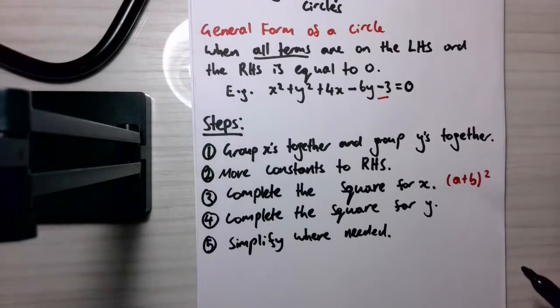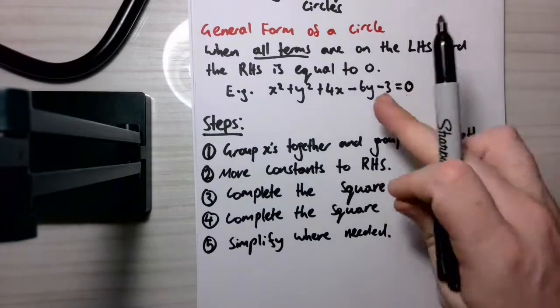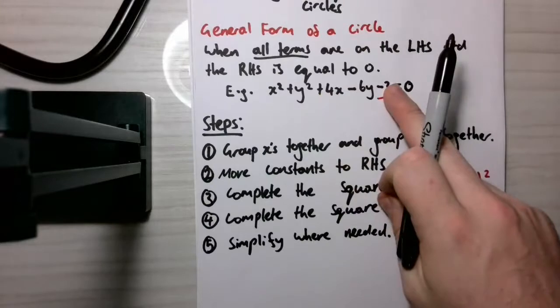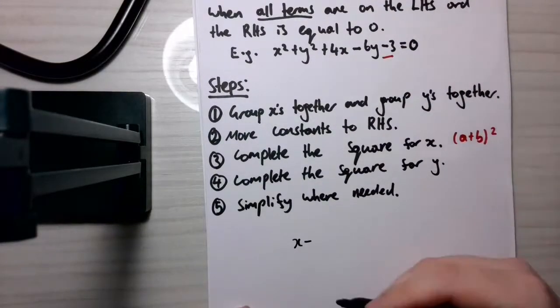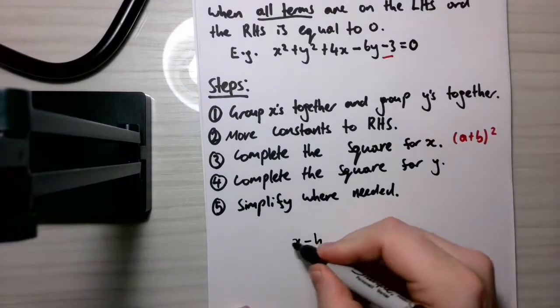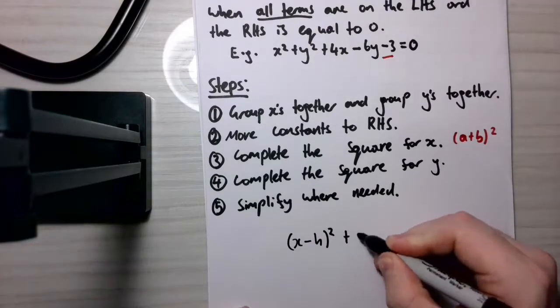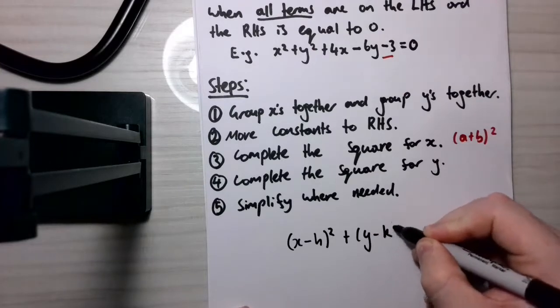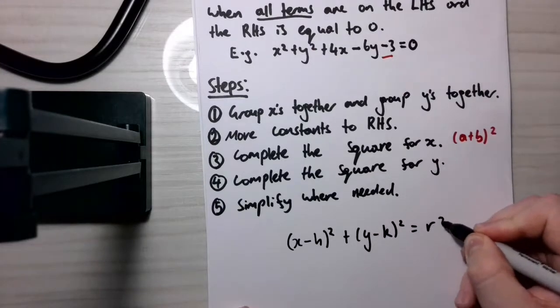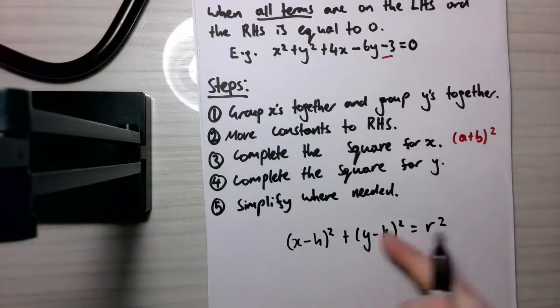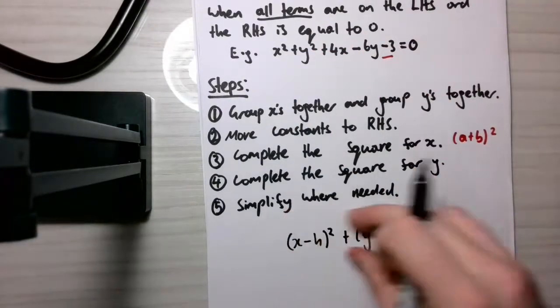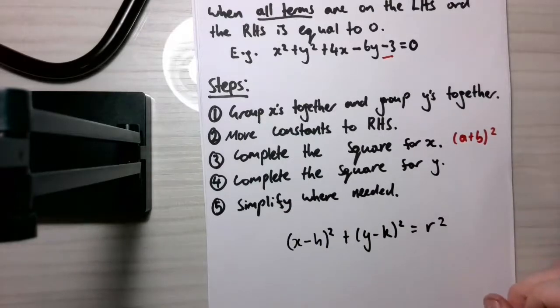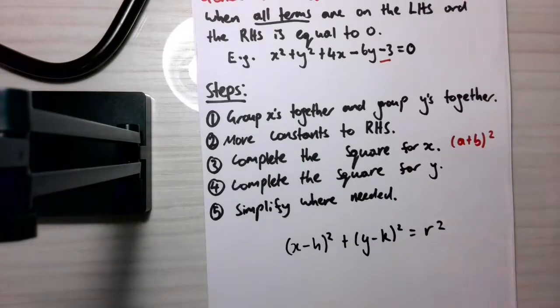So, why are we doing this? Well, we're trying to take something that's given to us in general form and rearrange it into what's often called center form, which looks like x minus h all squared plus y minus k all squared equal to r squared. We put it into center form because this is much easier for us to translate and move around on our x and y axis, which is what you've done last lesson.